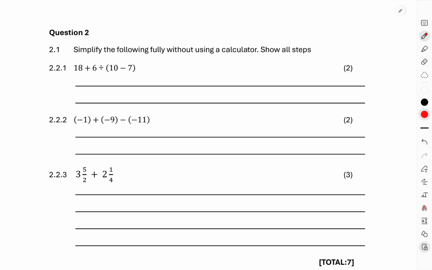Question 2 says simplify the following fully without using a calculator. So we want to simplify fully without using the calculator, and we are required to show our steps, right? So if you still remember, we have what is known as BODMAS. It means I should start by dealing with the bracket first, right? So I'll have 18 plus 6 divided by what is 10 minus 7. I'll have a value of 3, right? I still have a bracket as well.